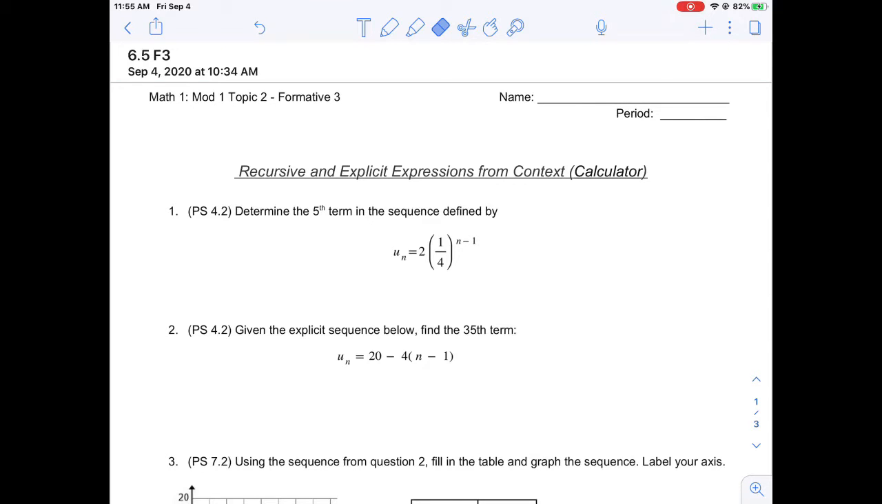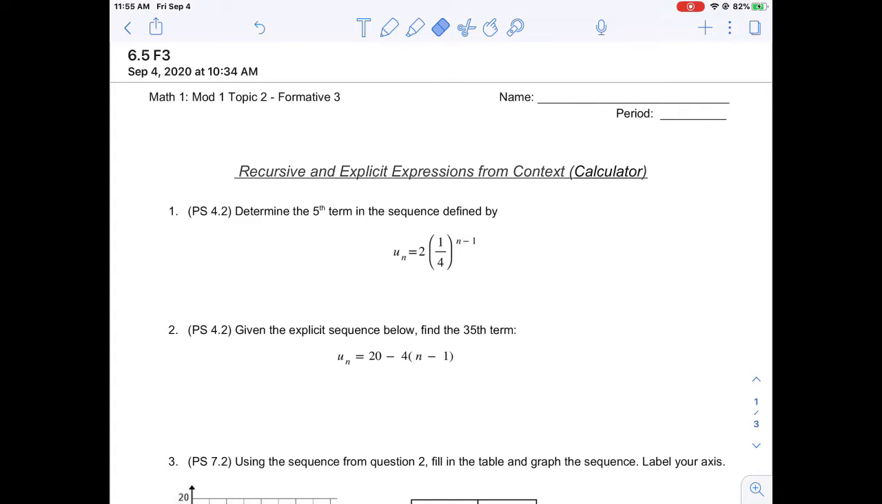We are on our third formative. This one was a little bit more difficult than the last two that you've done. Hopefully you didn't find it too difficult if you've been following along with our notes so far. If you are still struggling, let me know and we can work through this, get you all caught up.